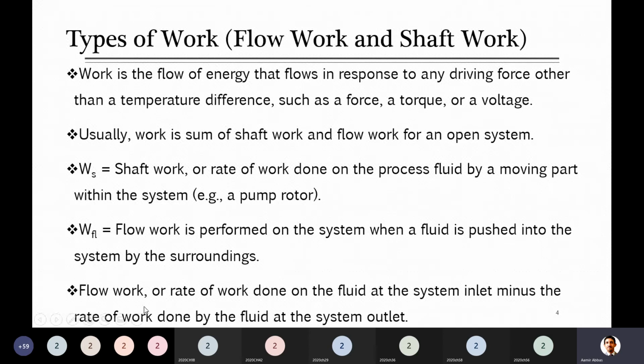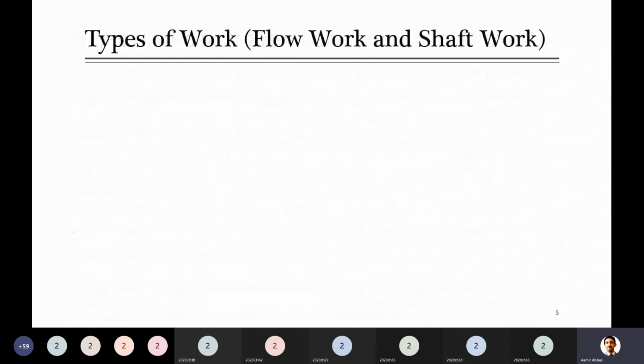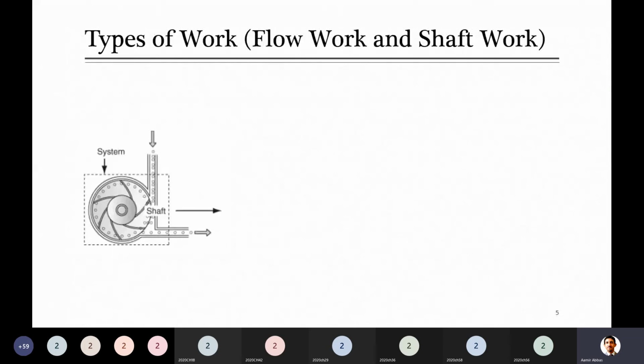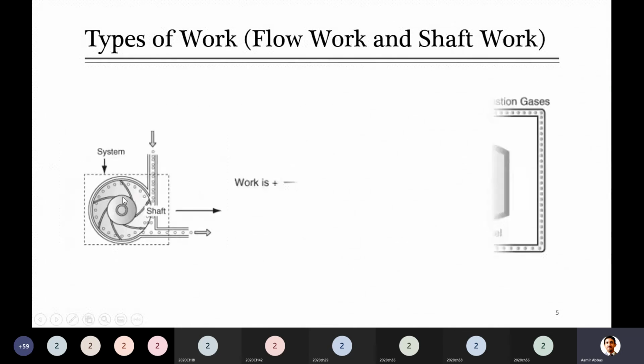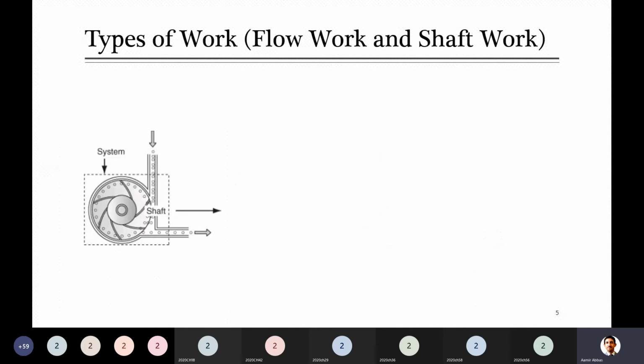You can define flow work as the rate of work done on the fluid at the system inlet minus the rate of work done at the outlet. Overall, net work, the overall amount of work performed, is the difference between the two, being done on the system or by the system. So I will come back to this. Just look at this graph now. I think I have shown you this before discussing that. So just look.